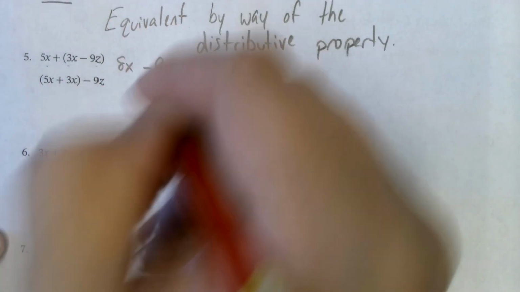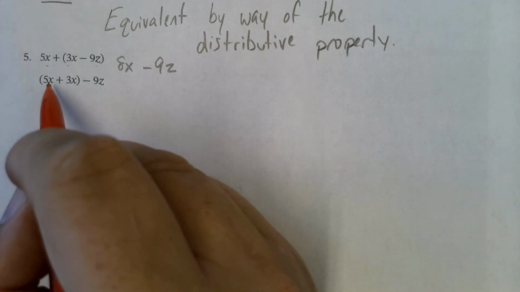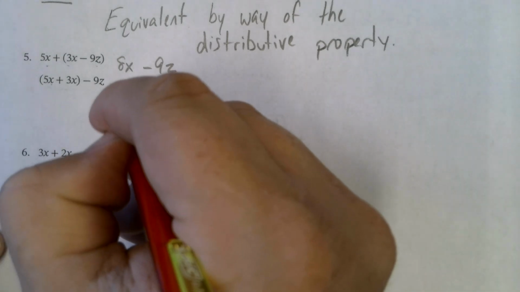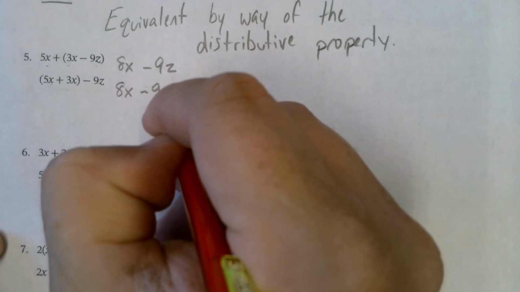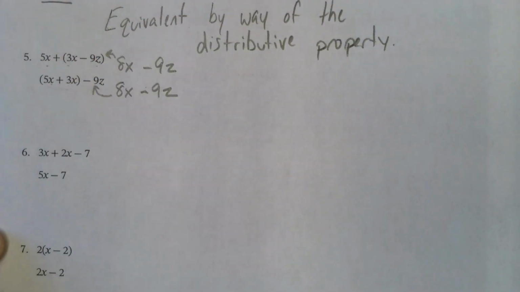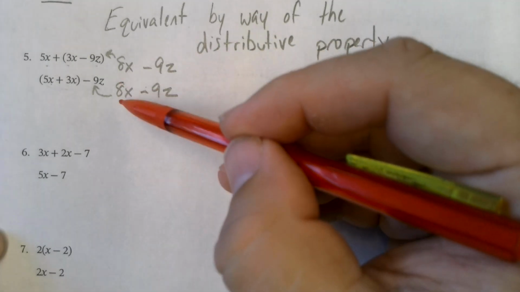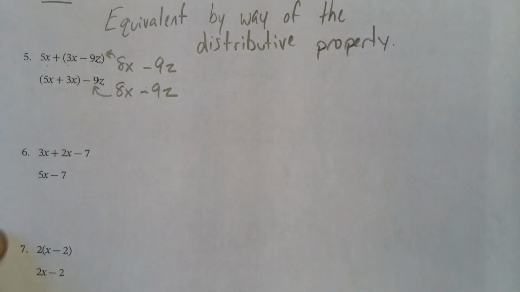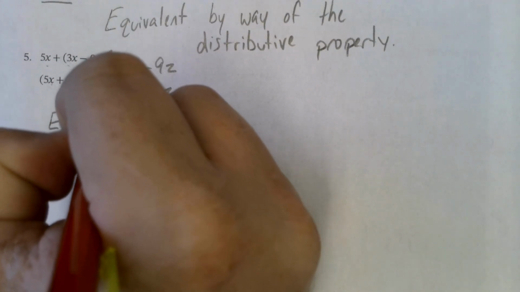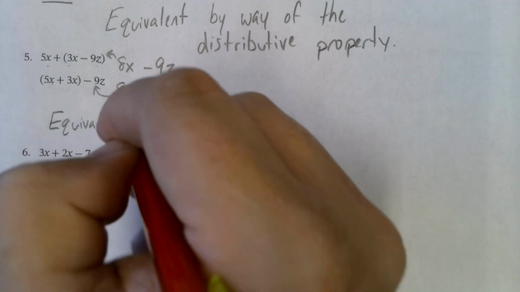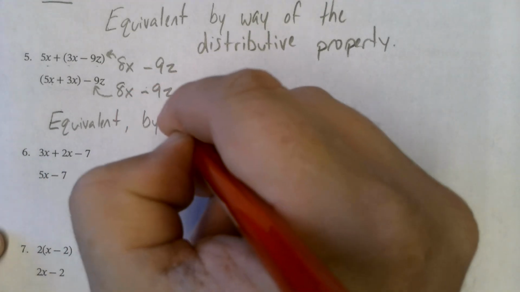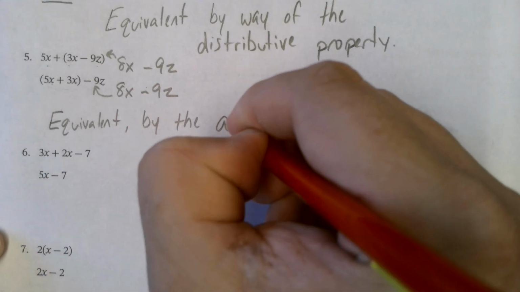minus 9z. If I follow order of operations here, this says 5x plus 3x, which is 8x, minus 9z. And we can't combine the x's and z's because they're not like terms. Well, this is the exact same expression. So these are equivalent expressions, and they are equivalent by the associative property.